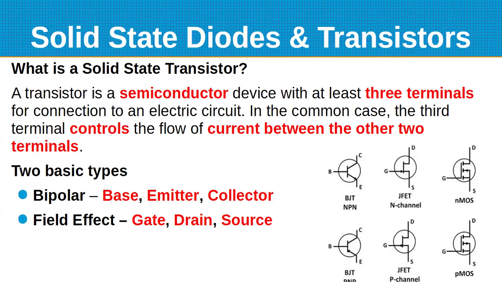You can also have the opposite, where I have a PNP, where the N material is in the middle. So it still operates the same, but the opposite. It takes a negative voltage as opposed to a positive voltage. The NPN are going to be the most common of the bipolar types.